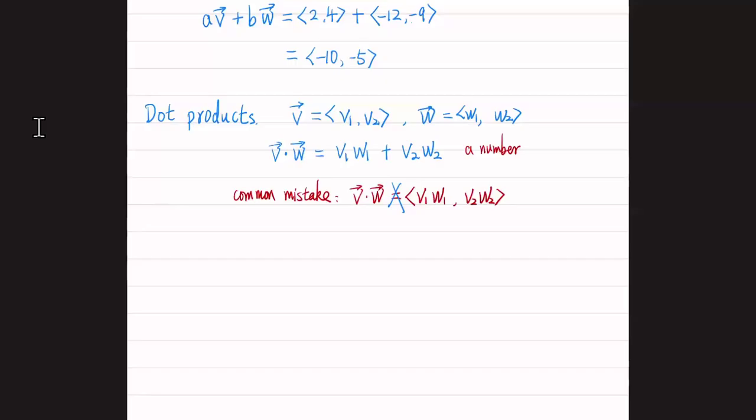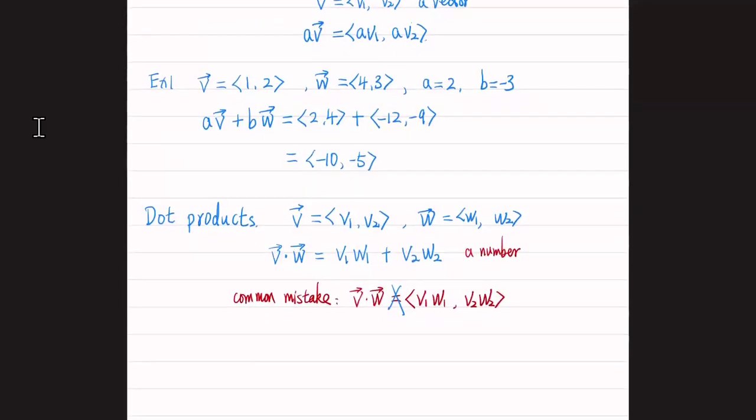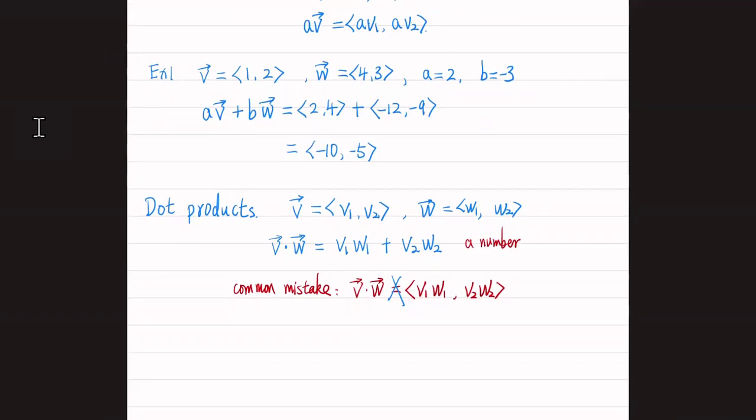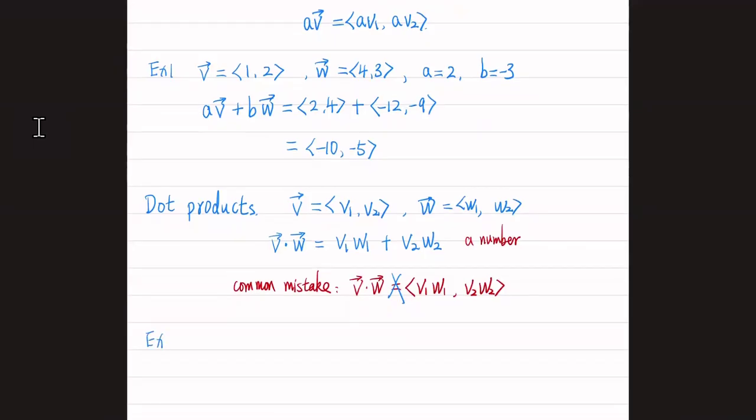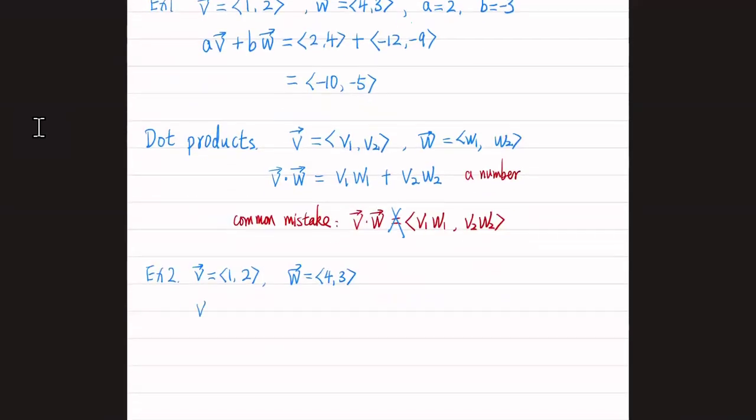Okay, let's check. We have two vectors over there. Let's find their dot product. (1, 2), (4, 3). Let's find v dot w. W dot v.